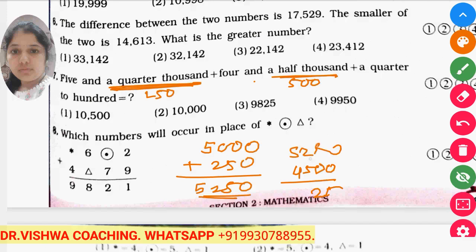So 5,250 plus 4,500 plus this 25. So it becomes 9,700. One second. Sorry, quarter to quarter thousand. 5 and quarter thousand plus 4,500 quarter to 100.